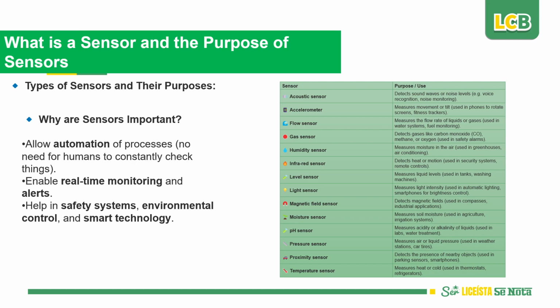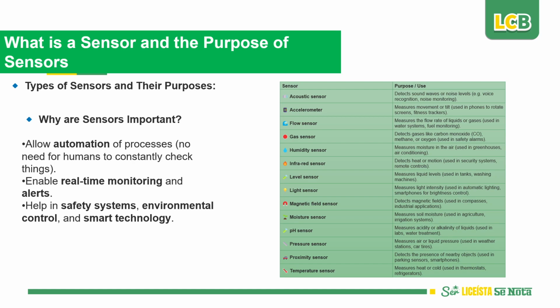Flow sensors measure the flow rates of liquids or gases. They are used in water systems and fuel monitoring. Gas sensors detect gases like monóxido de carbono, metano, oxígeno. Humidity sensors measure moisture in the air. Infrared sensor, level sensor, and etc.